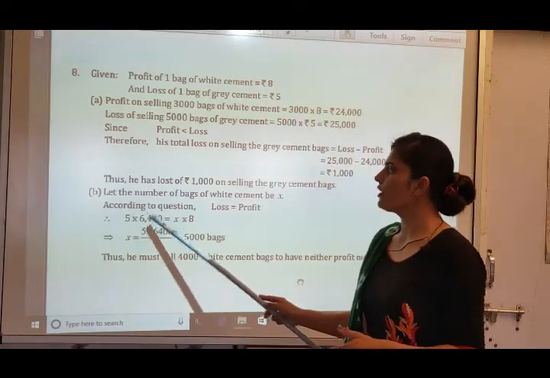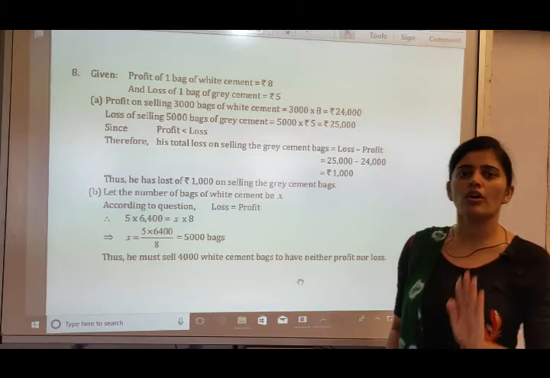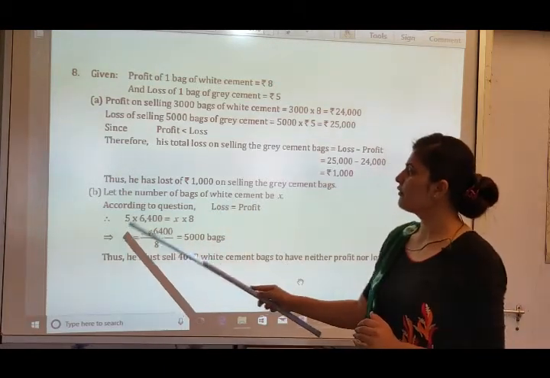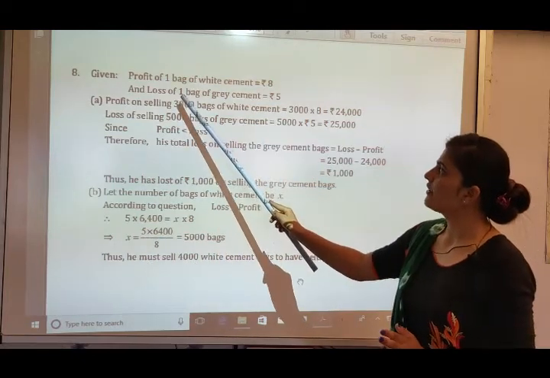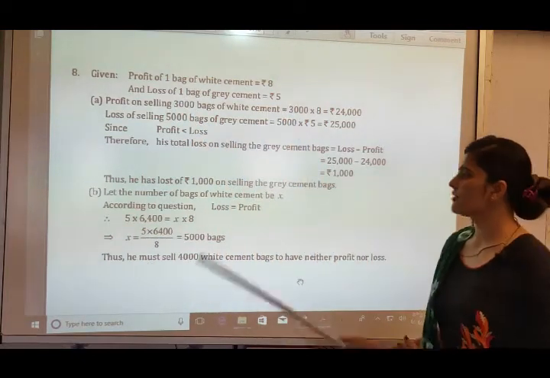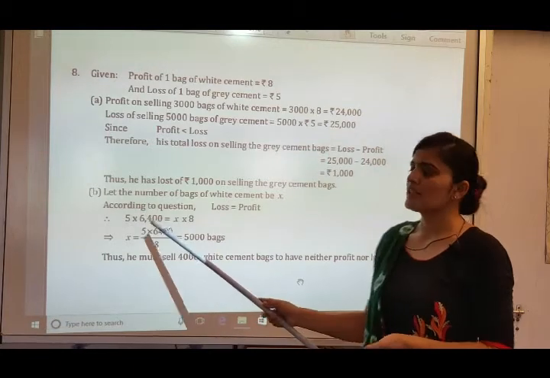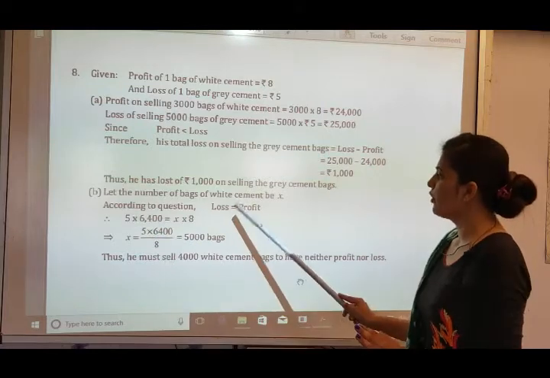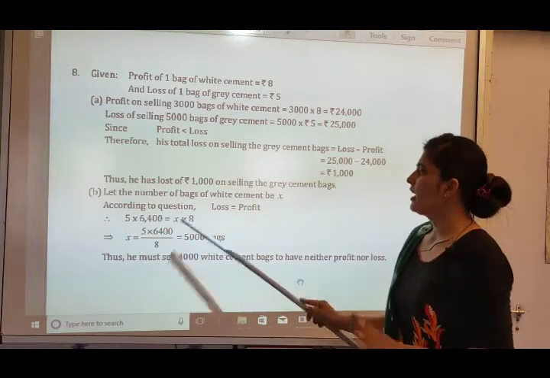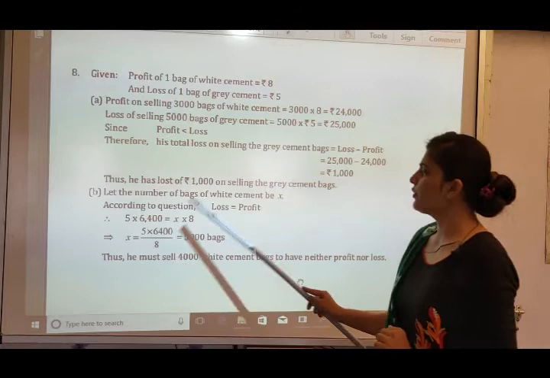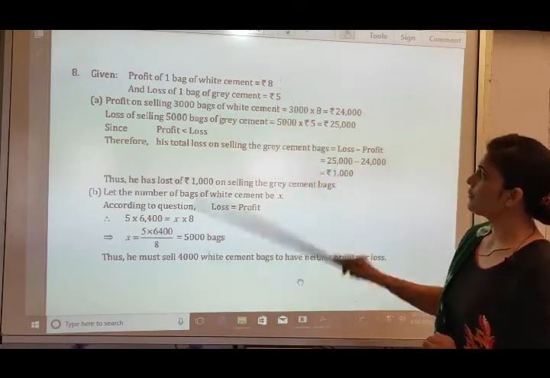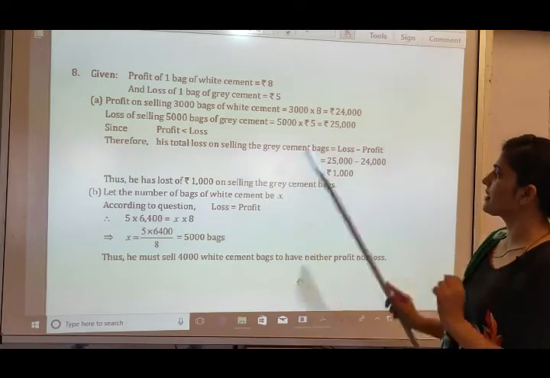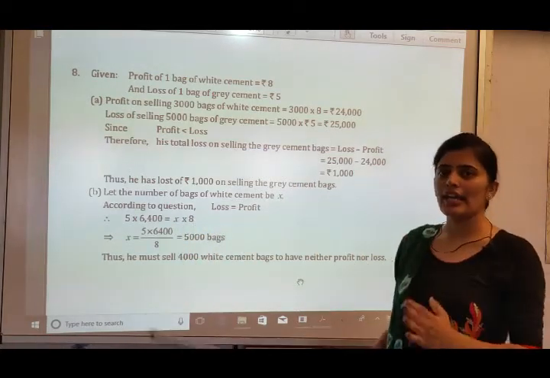Now the condition according to the question is that loss should be equal to profit. Now for loss, what is the rate for one bag? We are getting rupees 5 as loss. So how many bags are we selling? 6,400. So 5 multiplied by 6,400. For loss we will write down this much value. It will be equal to profit, which is for one bag 8 rupees. So 8, but what is the number that we don't know? That we have taken X. So X multiplied by 8.